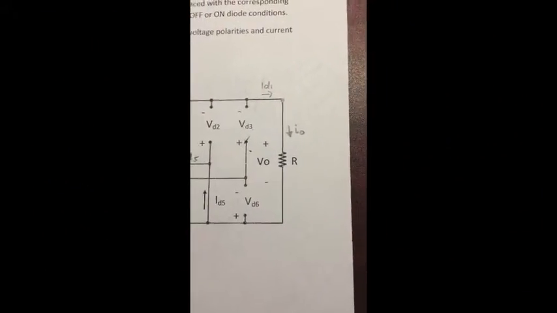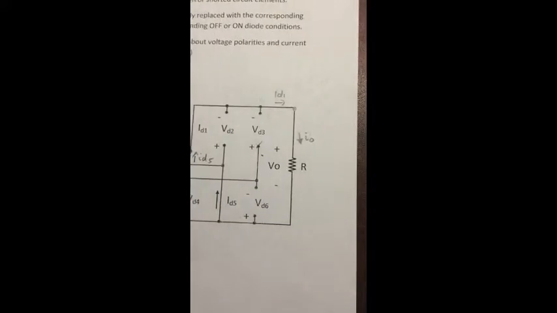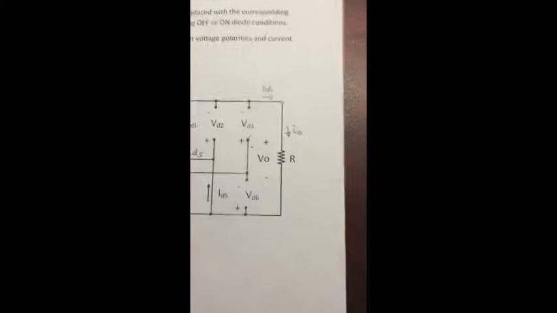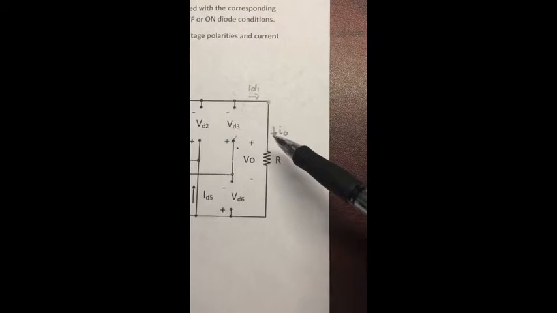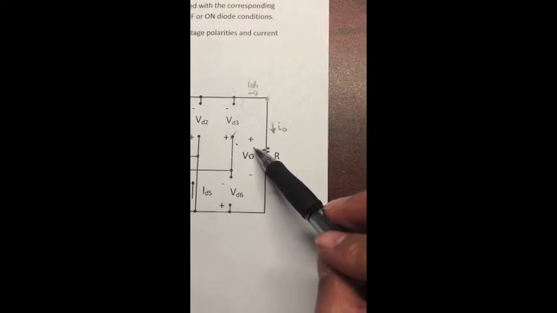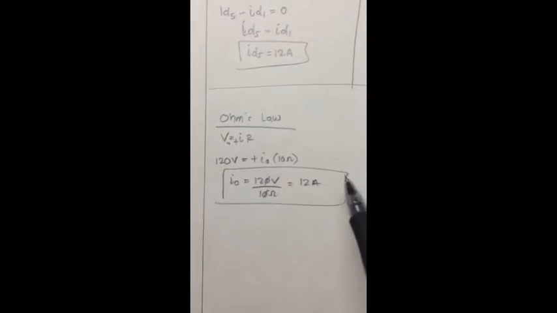Before verifying the conditions for the on ideal diodes, we first have to solve for the current going through this resistor. In order to do that, we are going to use Ohm's law. As you can see, the current is going in the positive direction, which means that in our equation, V0 is going to equal positive IR. From that, IO is going to be 12 amps.